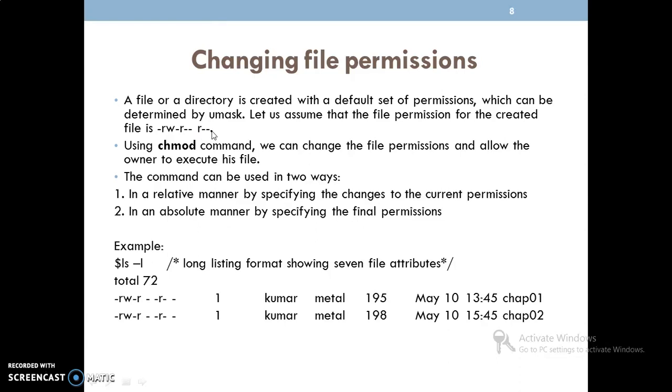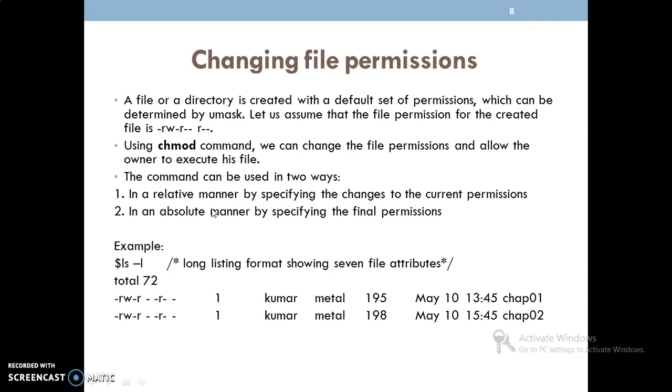Then how can we change the file permission? This can be done by using the chmod command. chmod is nothing but change mode. That indicates we can change the file permission, for example allow the owner to execute this file. The command can be used in two ways. One is in a relative manner, by specifying the changes to the current permission, and one more is in an absolute manner, by specifying the final permissions.